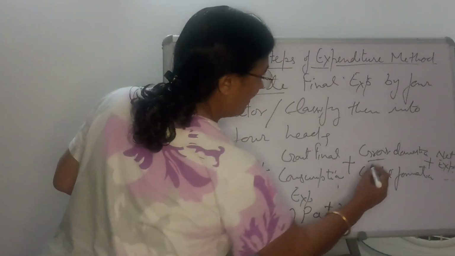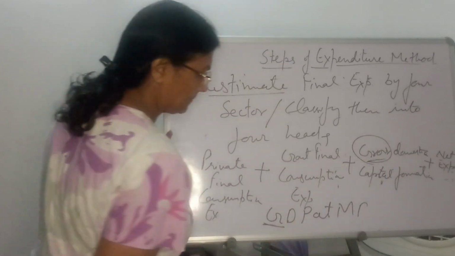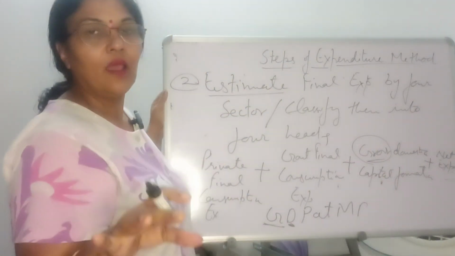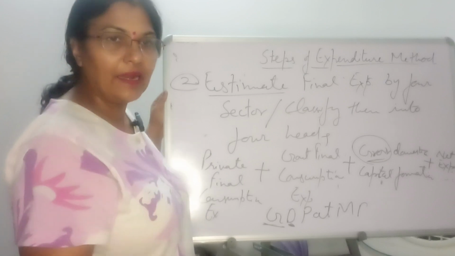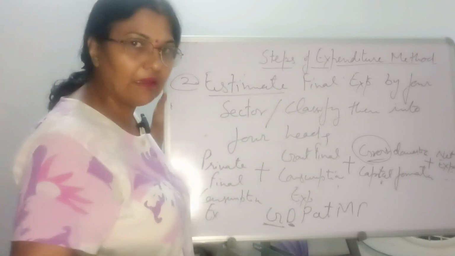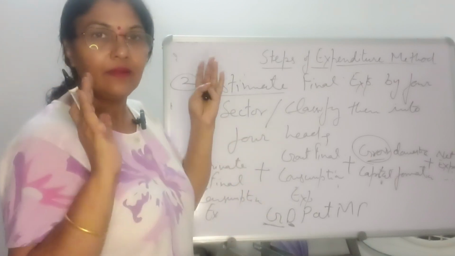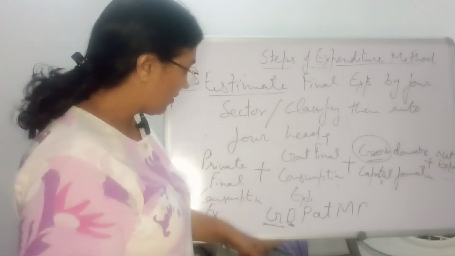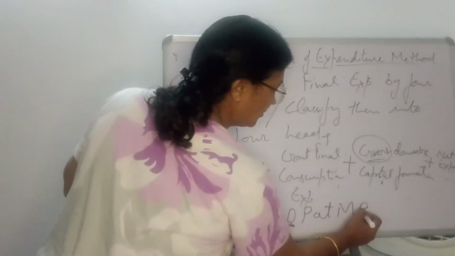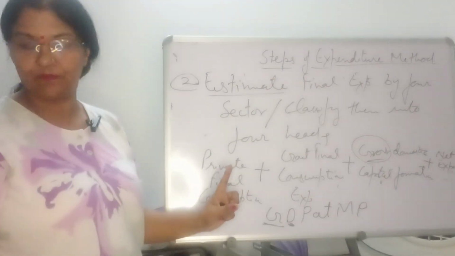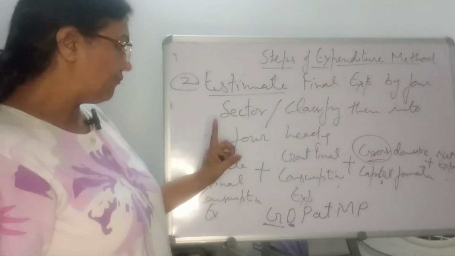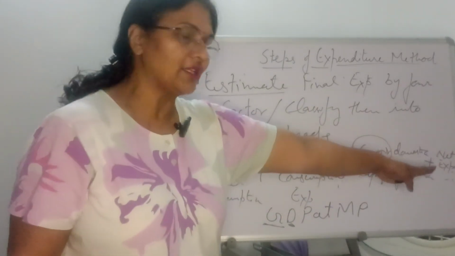Yesterday I explained to you why it is gross: because your capital formation is gross. It is domestic because it is the expenditure by 4 groups of people, 4 heads, on all final goods and services produced domestically. We have not added net factor income from abroad. So it is domestic. It is at MP because it is the expenditure method. So this is the second step: estimate final expenditure by adding 4 components of final expenditure.